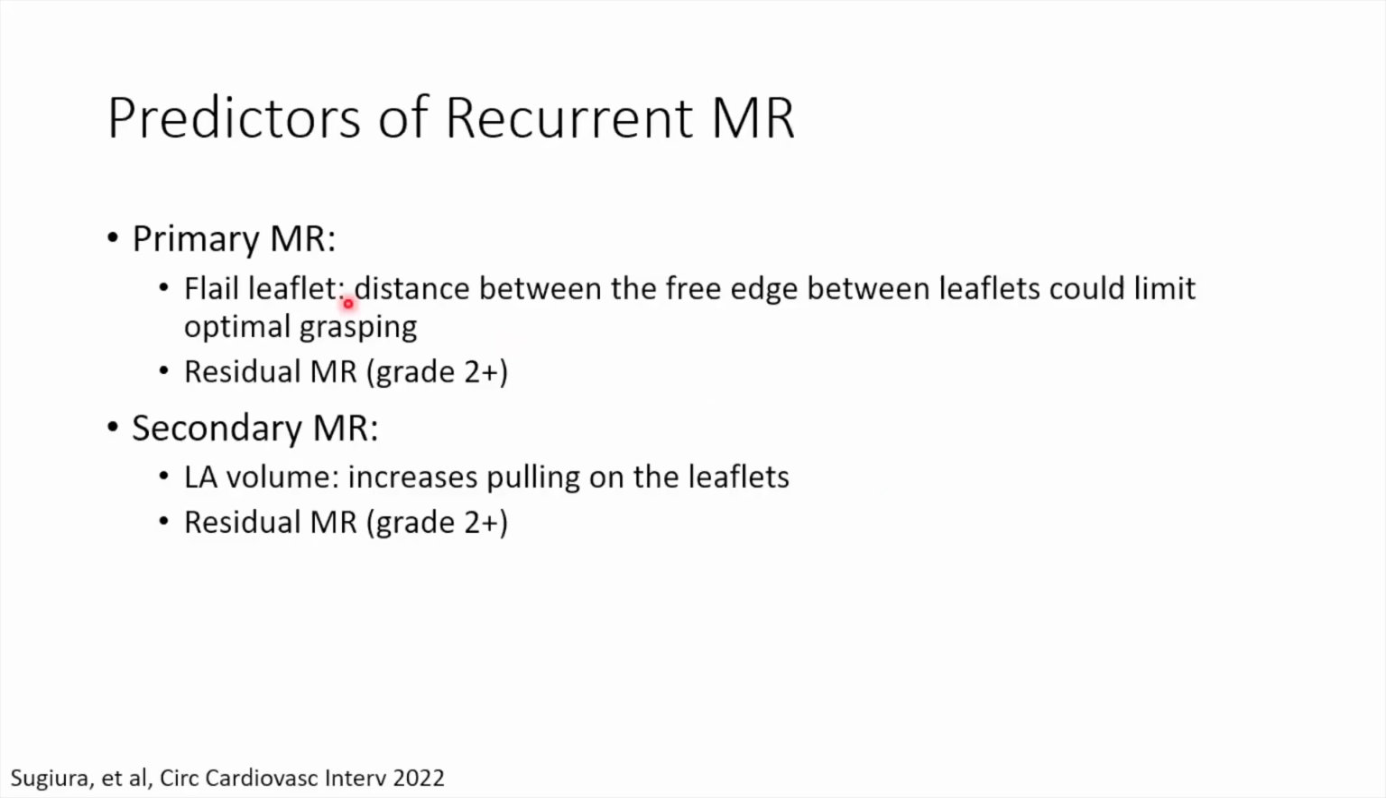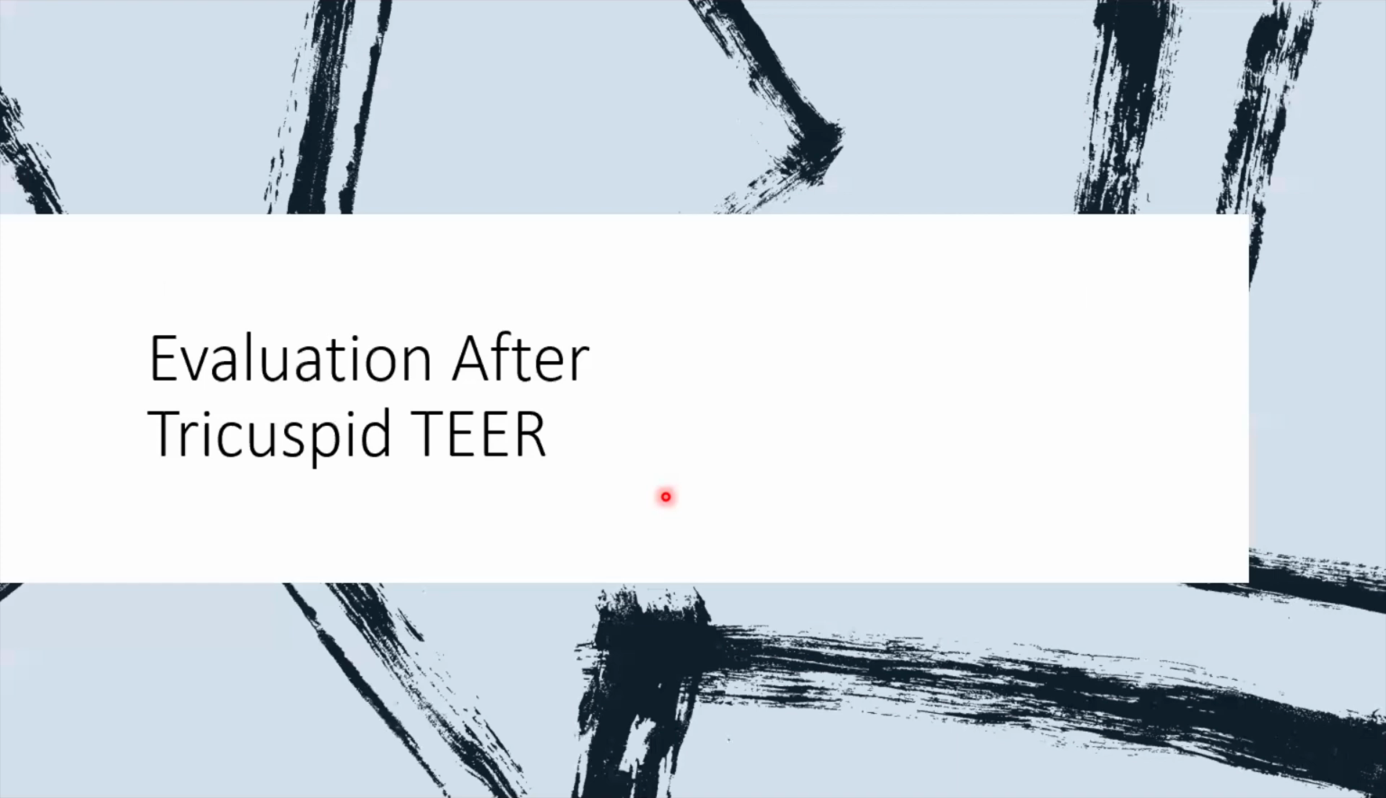In terms of the predictors of recurrent MR, in primary MR, having a flail leaflet actually makes it more likely for you to have poor grasping. And in secondary MR, having an increased LA volume increases the tension on the leaflets and makes you more likely to develop recurrent MR. In both cases, if you have residual MR at the very end of the procedure, you're actually going to be more likely to have recurrent MR, because residual MR increases volume overload and can contribute to adverse remodeling that then results in further tension and mechanisms of recurrent MR. So that's why it's so important initially to try to reduce the MR as much as possible.